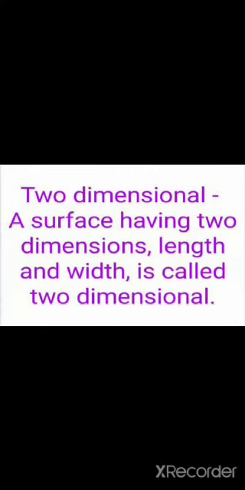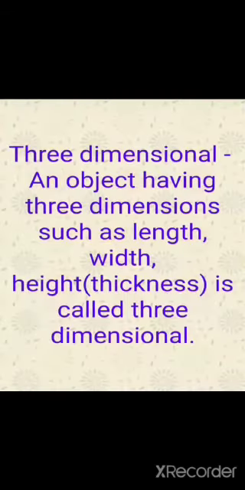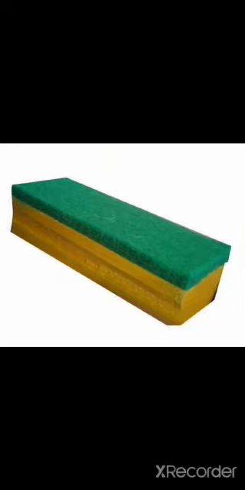Two-dimensional means a surface having two dimensions, length and width. For example, a paper, blackboard, tabletop, land, etc. And three-dimensional means an object having three dimensions such as length, width, height, or you can say the thickness. For example, a duster, box, glass, pot, hill, the moon, etc.